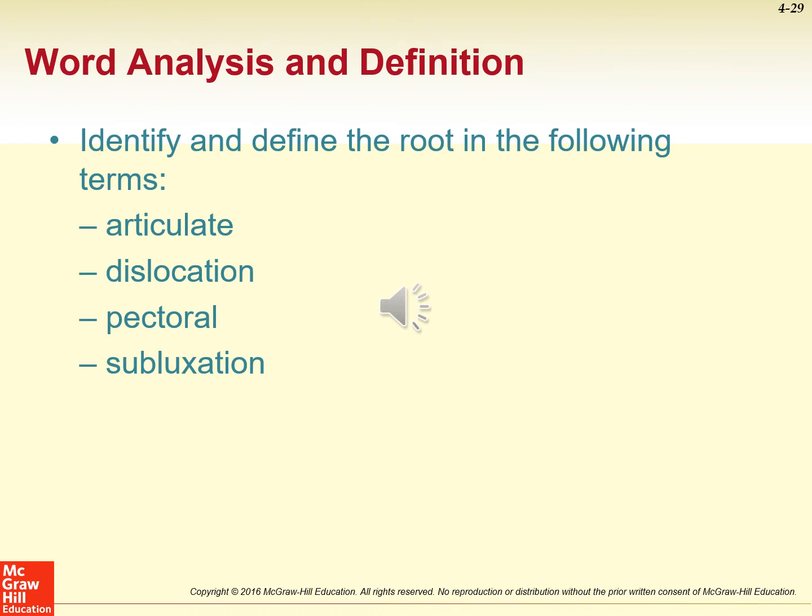So when we say articulate, that's articular, that's the joint. We have dislocation, so locat, that's the place, right? Pectoral, that's the pector, so that's going to be the chest. And subluxation, we have luxate, which means dislocate. And those are the roots of those terms.